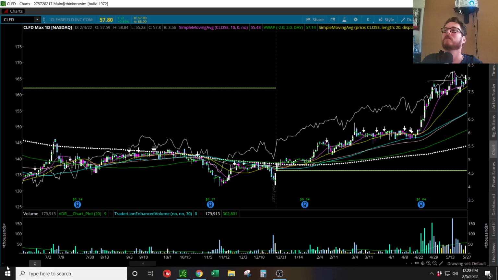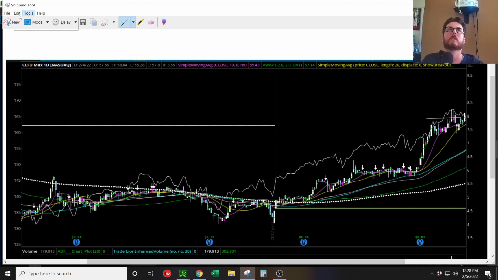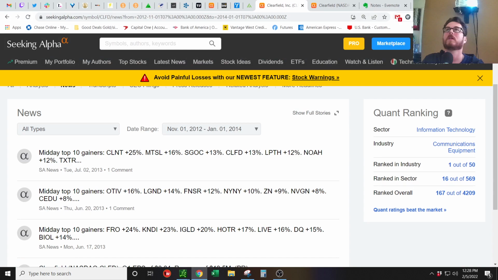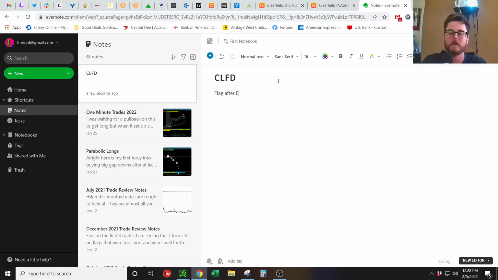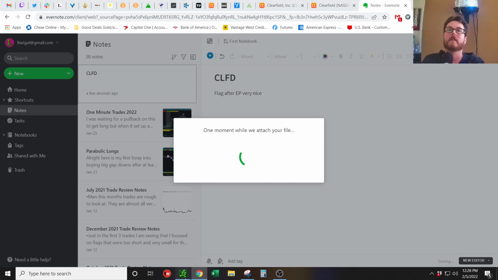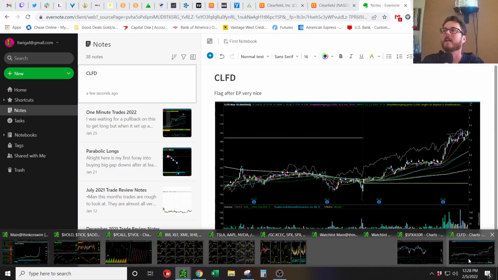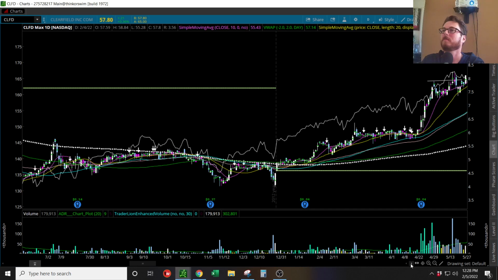Oh, to the volume like this. We're going to copy this. We're going to say this is CLFD. FD flag after EP. Very nice. I mean, very nice for its run, but it didn't necessarily set up the best.